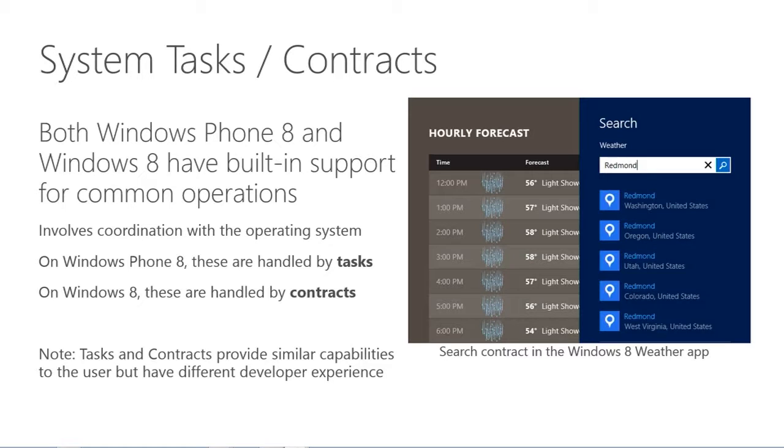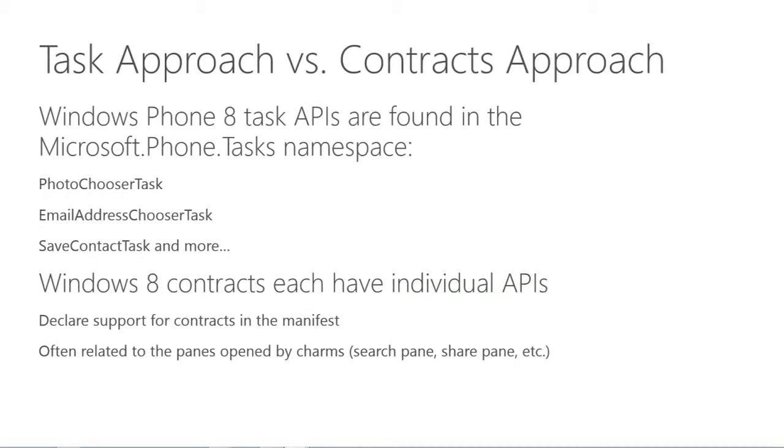There is some built-in support for common operations in both Windows 8 and Windows Phone. In Windows 8, they are called contracts. In Windows Phone, there's something similar called tasks, although the developer experience is quite different. So you might call me on comparing those two, but they try to do the same sorts of things. Some of the things I would do with a contract, I would do with tasks. It basically involves coordination of stuff that your app needs to do with the operating system.